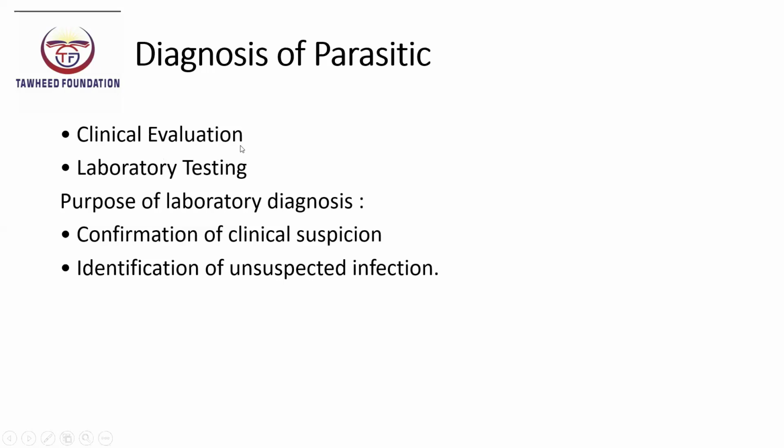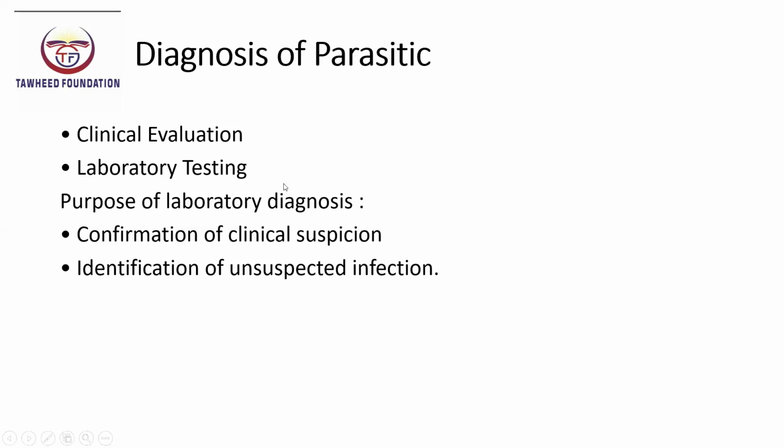The clinician also considers epidemiological factors such as travel history to endemic regions, occupational exposures like farming or working with animals, sanitation conditions, and contact with vectors, for example mosquitoes and flies. So identifying risk factors and symptom patterns helps generate a strong clinical suspicion and guides appropriate laboratory investigations. However, many parasitic infections can remain asymptomatic or produce non-specific symptoms, which makes clinical evaluation alone insufficient for definitive diagnosis.